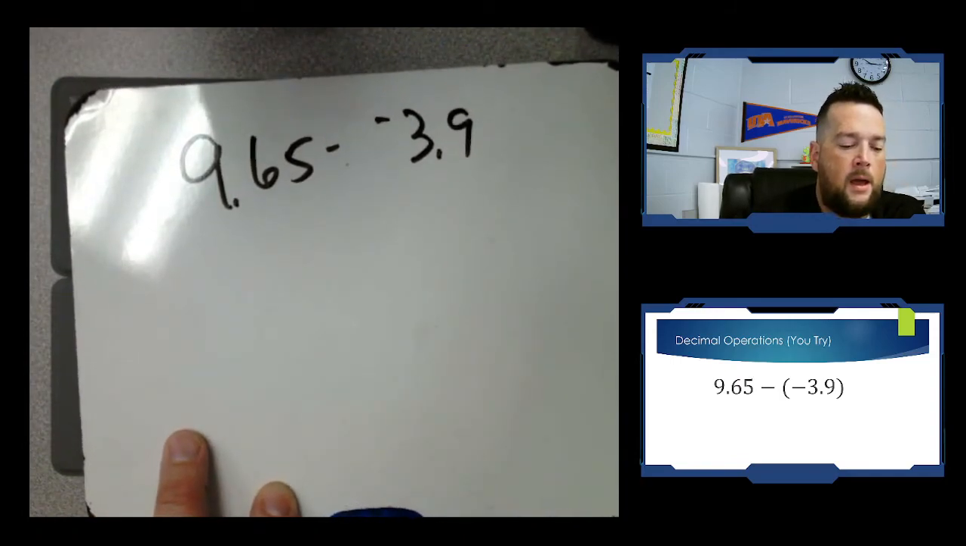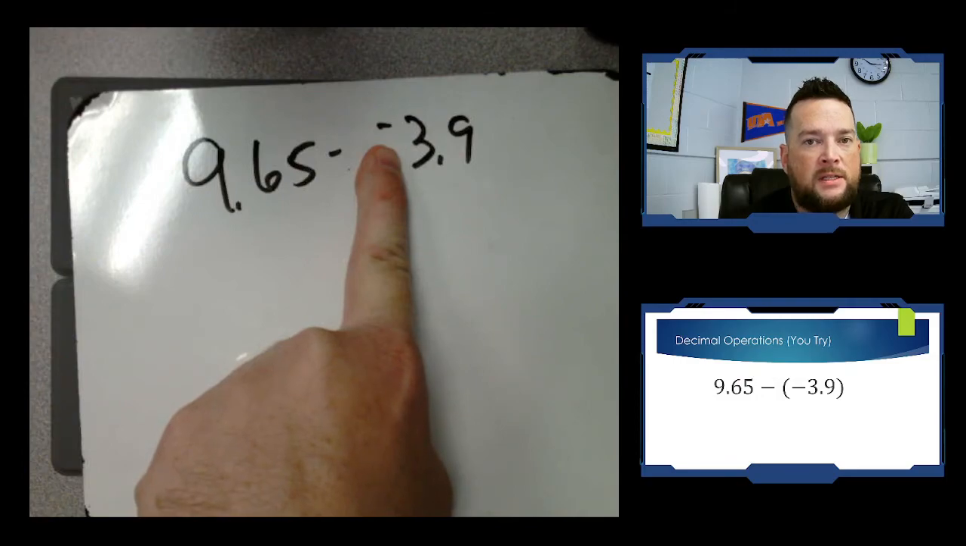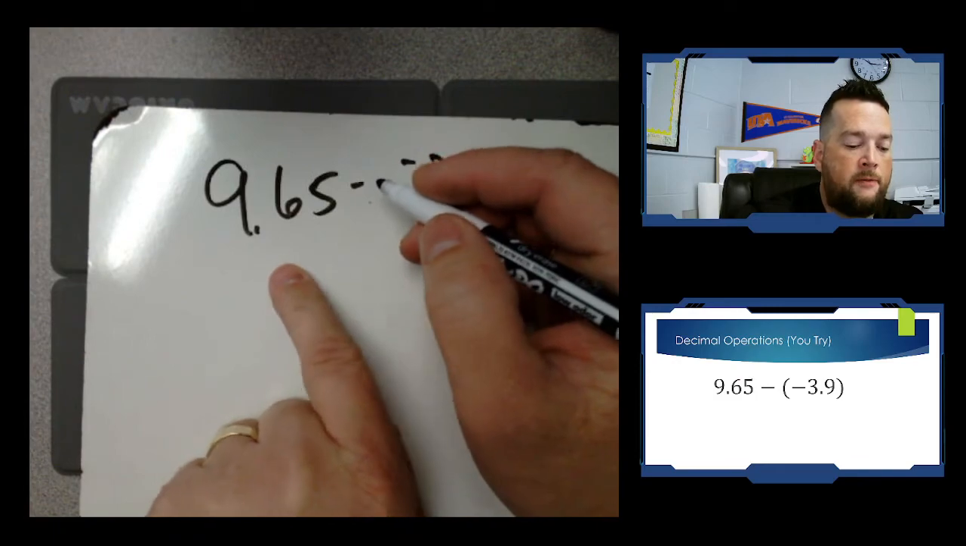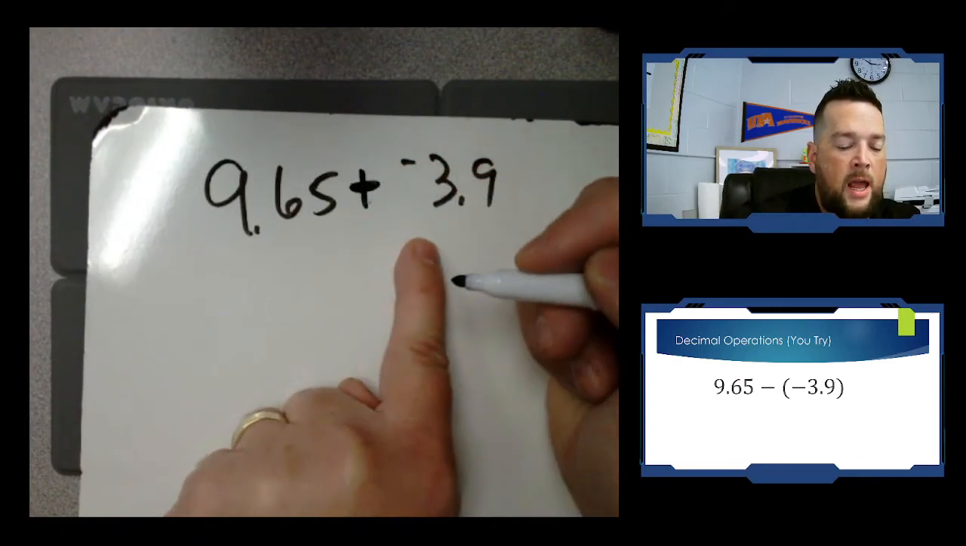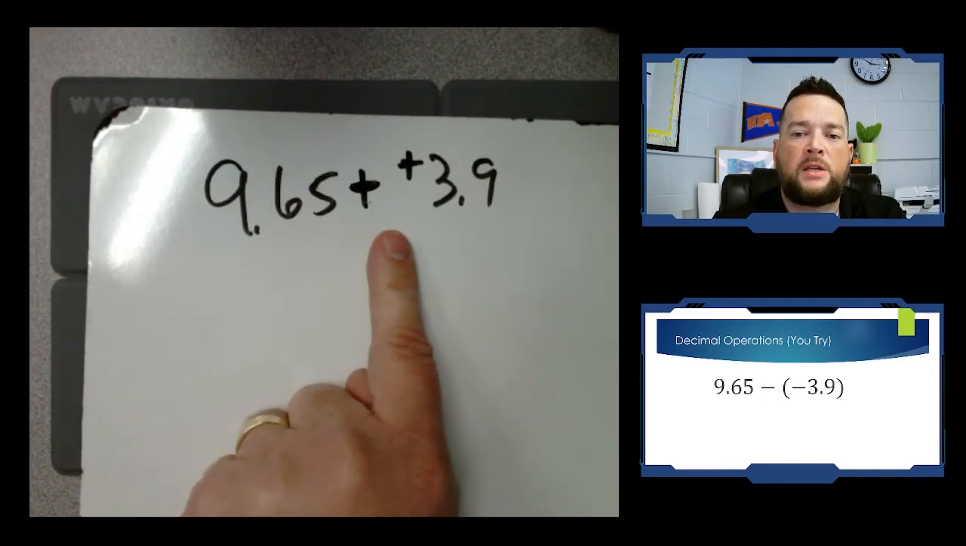All right. You should recognize here that we have subtraction and negatives in the same problem. Okay, so we can apply keep. We're going to keep the first number the same, change the subtraction to addition, and make the next number its opposite. All right. The reason why we want to do that is we want to make this problem that has subtraction of negatives a friendly problem.